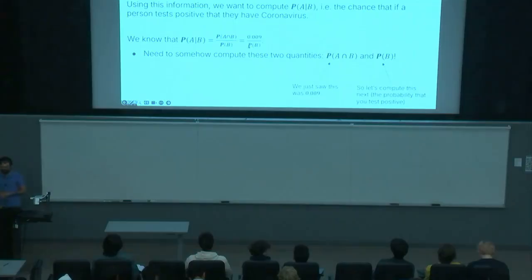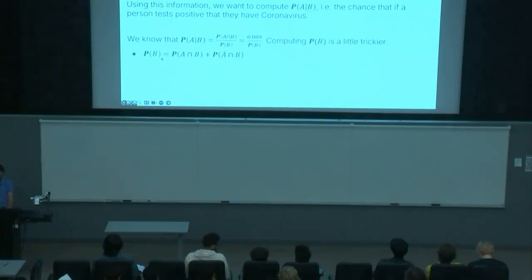So P of B. That one's a little trickier, but also not so bad. More algebra gymnastics. This is the probability that you test positive. Not the probability you test positive given that you have coronavirus. This is just the probability you test positive at all. Okay? And that's assuming you're a random person who has a 1% chance of having coronavirus and a 99% chance of not. So how do I do that? Well, this is out of nowhere, but the probability of B is just the probability of A and B plus the probability of not A and B.